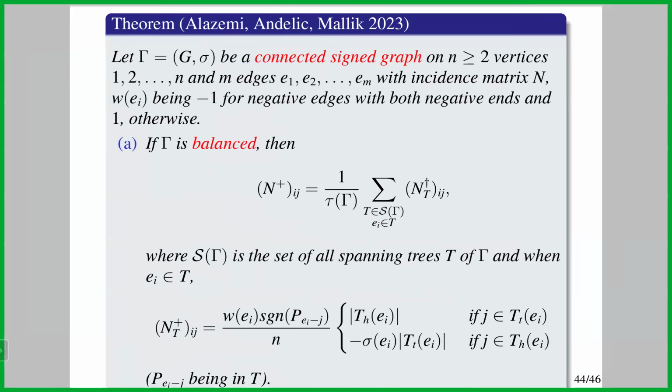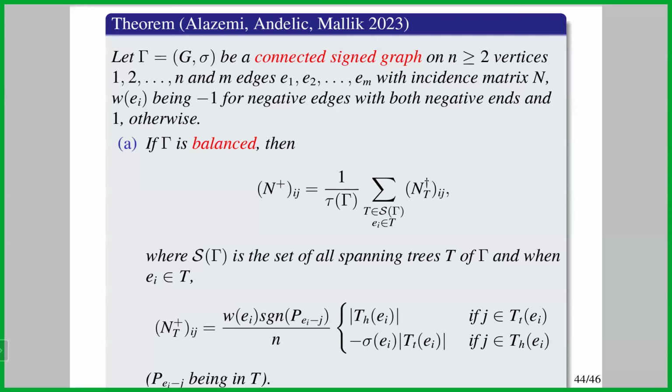If gamma is balanced, then the ijth entry of N plus is going to be a summation. Before the summation, the factor is 1/tau of gamma, where tau is the number of spanning trees of the signed graph or the underlying graph. And what is this summation doing? The summation goes over all the spanning trees T of gamma that contain the edge Ei.